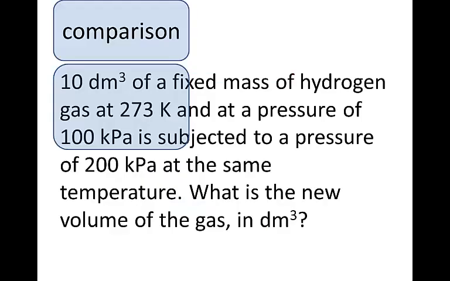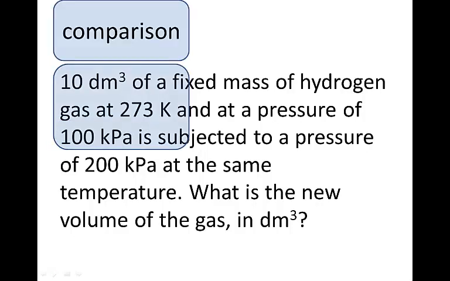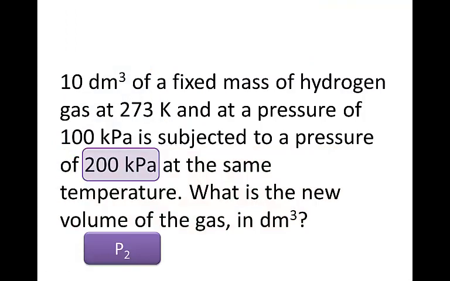And then notice we are given a reference or a comparison state. The volume, 10 decimeters cubed, when the pressure is 100 kilopascals. So we could call that V1 and P1. And that's our comparison state, and we're going to, in effect, be using proportion to compare that state with our question state, pressure of 200 kilopascals, and we want to know now what's the volume associated with that. So 200 kilopascals is P2, and we need to know the associated volume, V2.